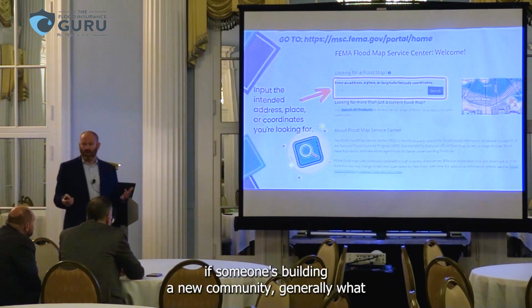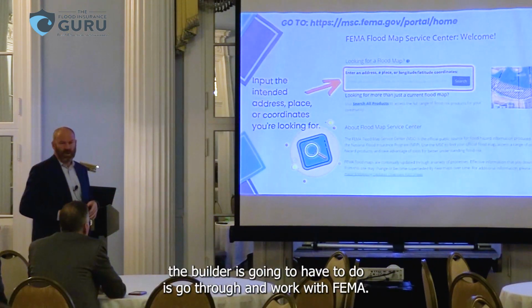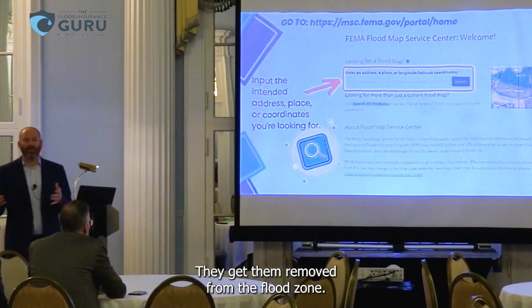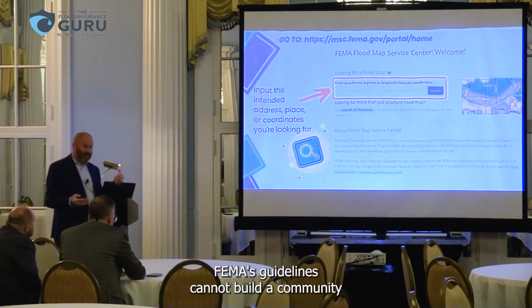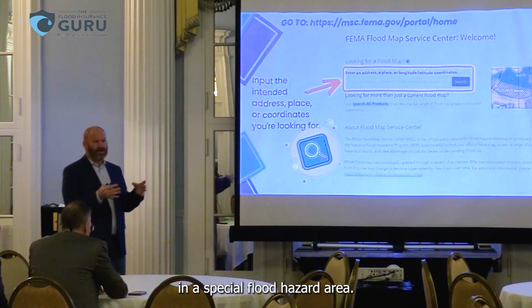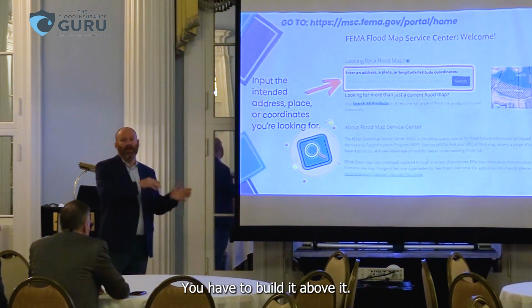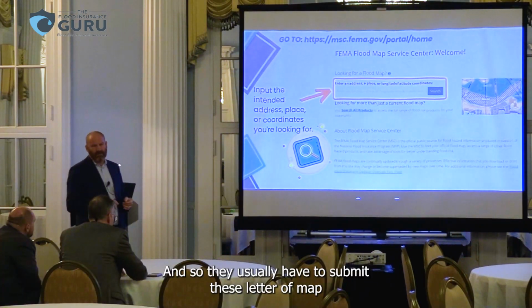If someone's building a new community, generally what the builder is going to have to do is work with FEMA to get them removed from the flood zone if he's building a new area. The reason is, local communities, under FEMA's guidelines, cannot build a community in a special flood hazard area. You have to build it above it. And so they usually have to submit these letters of map amendment.